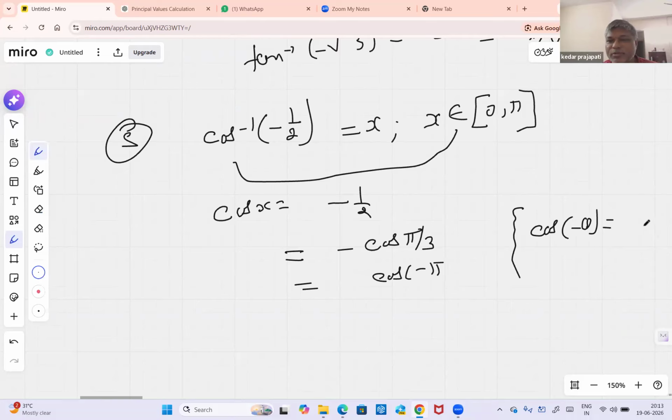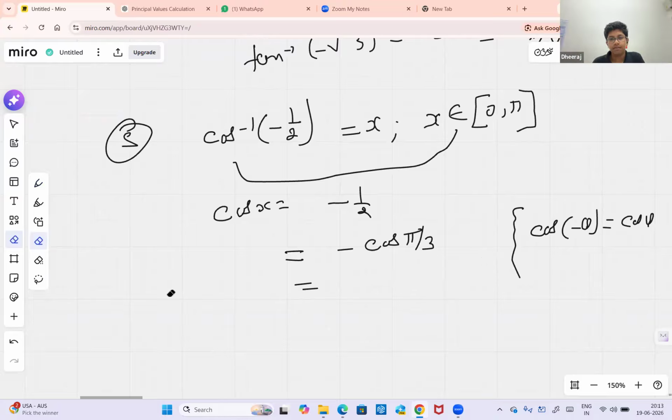So there is only one problem now. I cannot write it like that, because cos of minus theta is cos theta. So I cannot write pi by 3. This is wrong. What should we do now?